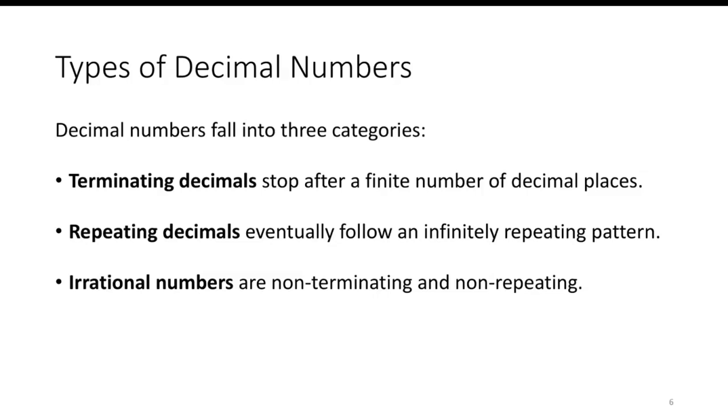Decimal numbers fall into three categories. There are terminating decimals, which stop after a finite number of decimal places, and after that it's just all zeros. There are repeating decimals that go on forever but have a pattern. It's the same numbers repeating over and over again. And then there are irrational numbers, which are non-terminating and non-repeating.